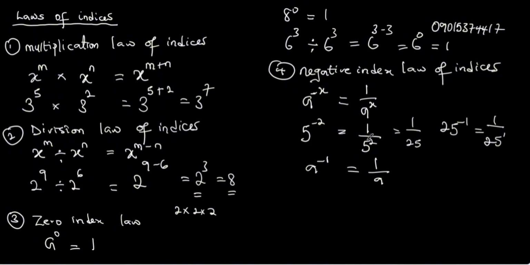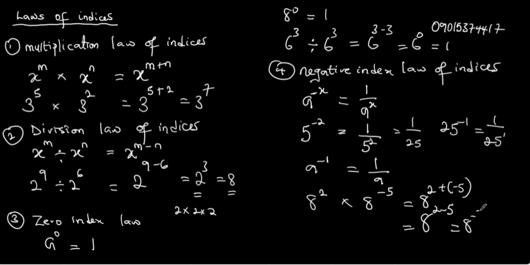Another example, I have 8 raised to power 2 times 8 raised to power minus 5. Now, the bases are the same. The result will be me picking one of the bases and then I sum up their indices. So the index for the first 8 is 2 plus the index for the second 8, which is minus 5. Now that will give me 8 raised to power 2 plus minus 5, which is minus 3, so 8 raised to power minus 3.